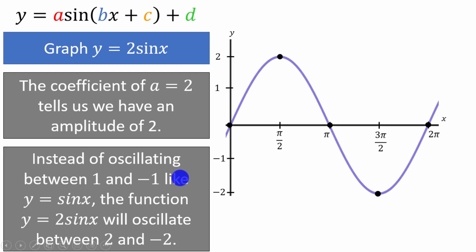Here is what y equals 2 times sine of x looks like. Instead of going up to 1 and down to -1 at our max and mins, we go up to 2 and down to -2.